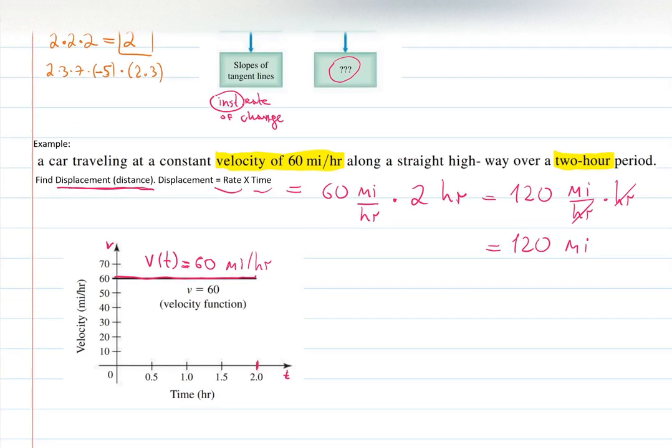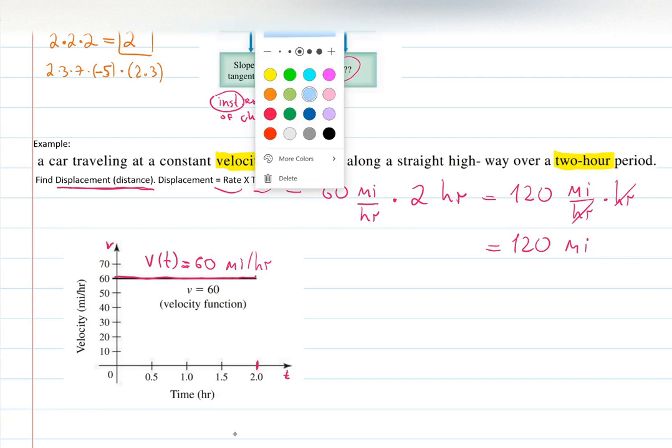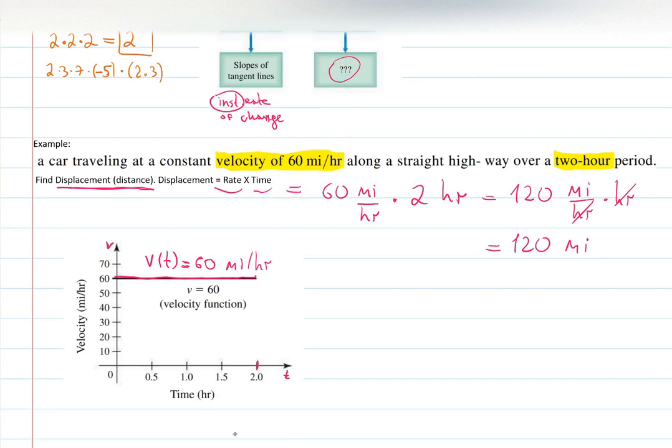Look at the graph, and I'll show you in a different color, say blue. On the graph, look at this 2. I took this 2 and multiplied by how high my function is. My function is at 60, level 60. So I multiplied 2 by 60.